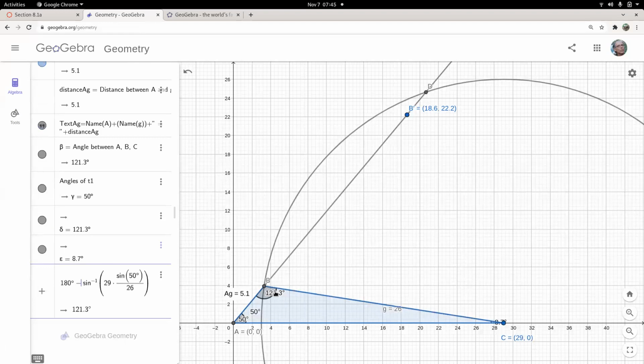So GeoGebra allows you to construct triangles to kind of double check what the trigonometric functions give you. Hope you found that useful.